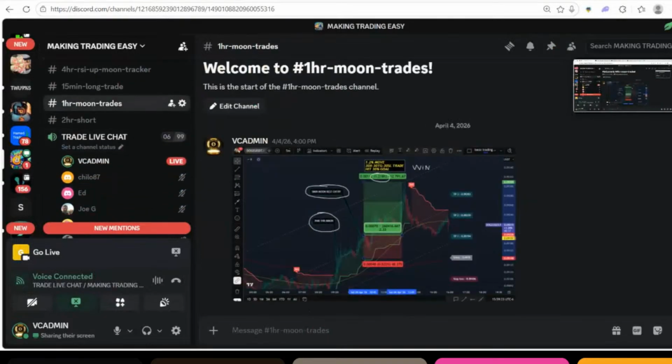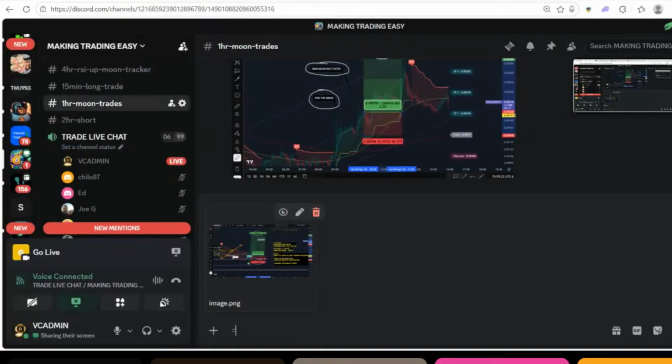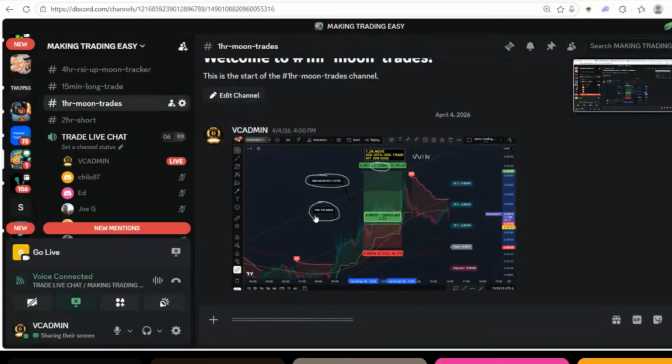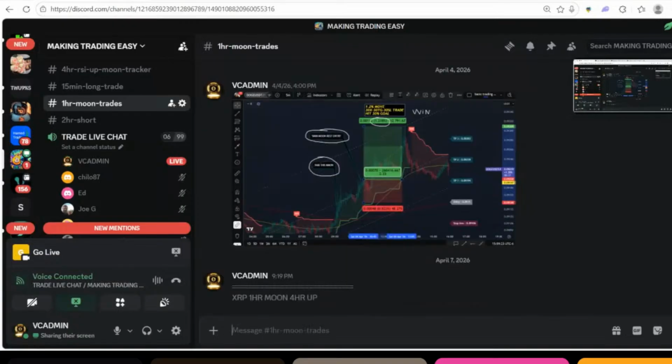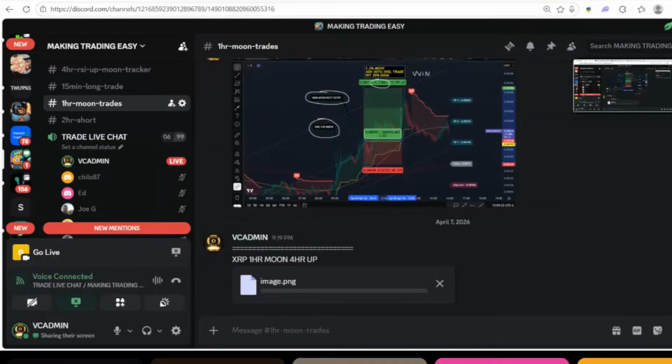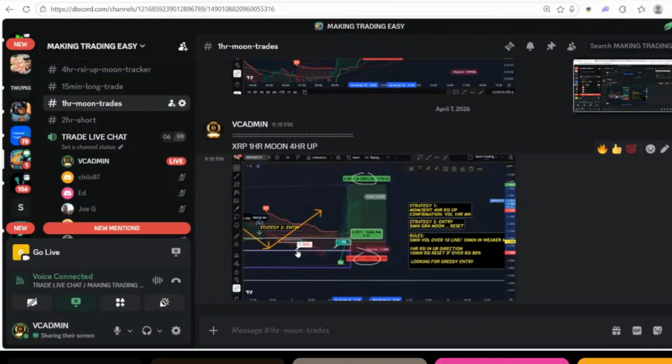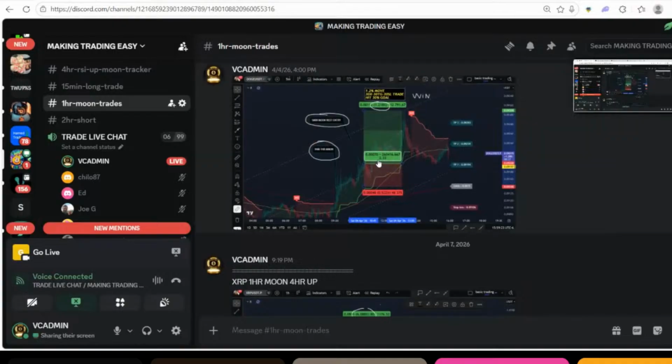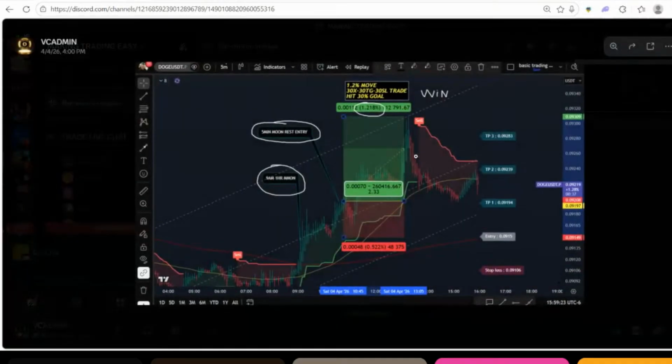So here we go again. We post this, XRP. Let me drop this across. Okay, XRP, 1 hour moon, 4 hour up, enter, post, there we go. So now we can take track of this and start to see how it produces. So this one produced a 1.2% on Doge the last time we saw it, with a 0.5 pullback.